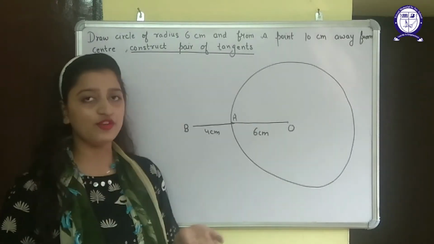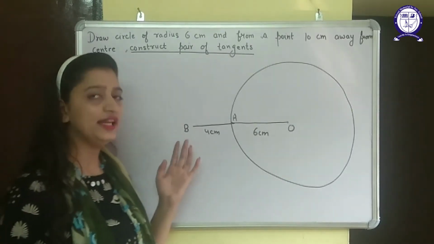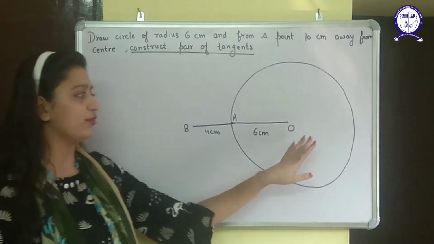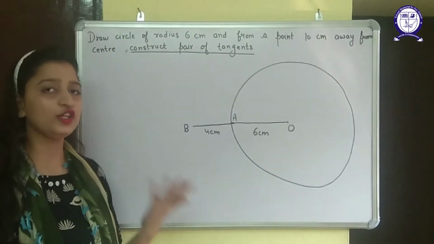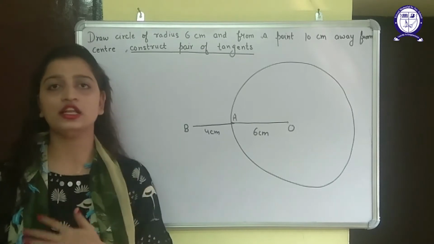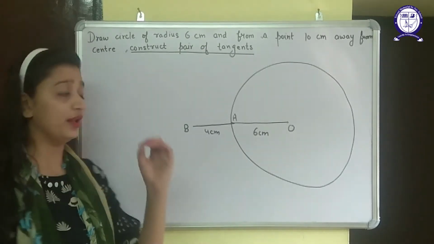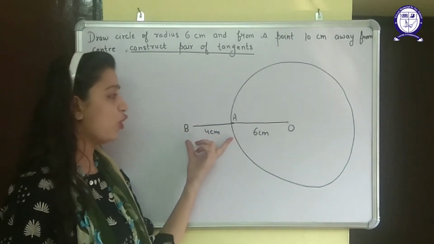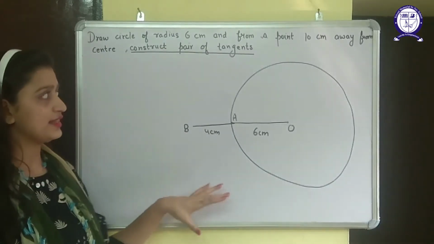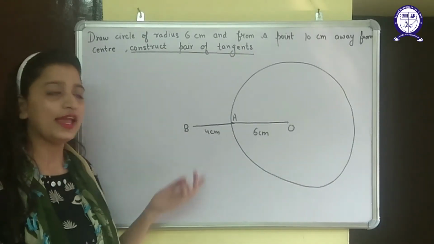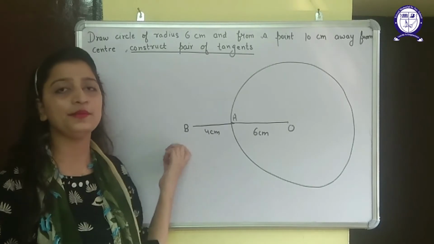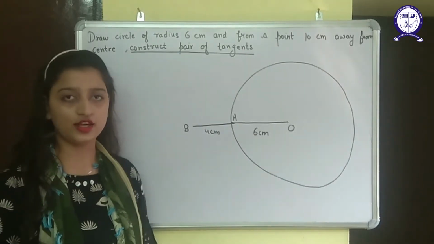So the second step will be: take a point B 10 centimeters away from the center. You don't need to write like this, extend the line and all. Keep it simple. Draw OB equal to 10 centimeters, or you can write: take a point B 10 centimeters away from the center of the circle.